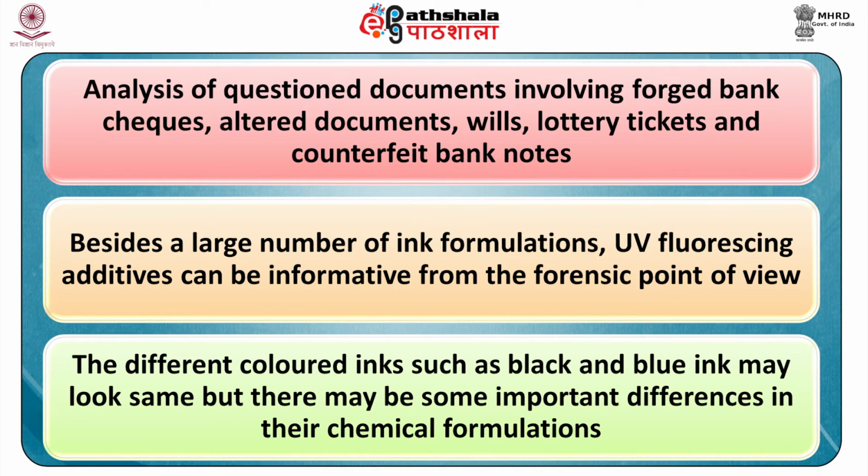in their chemical formulations. The basic principle of UV visible absorption is that molecules having π electrons and n electrons, that is non-bonding electrons, will absorb energy in the form of UV or visible light so as to stimulate electrons to a higher anti-bonding molecular orbital.